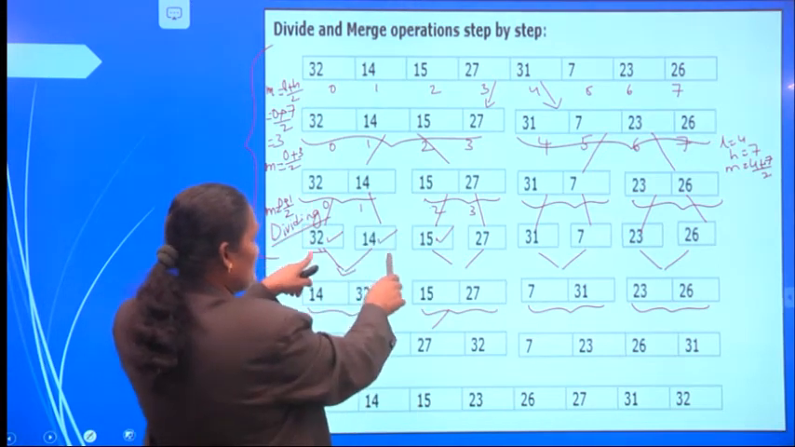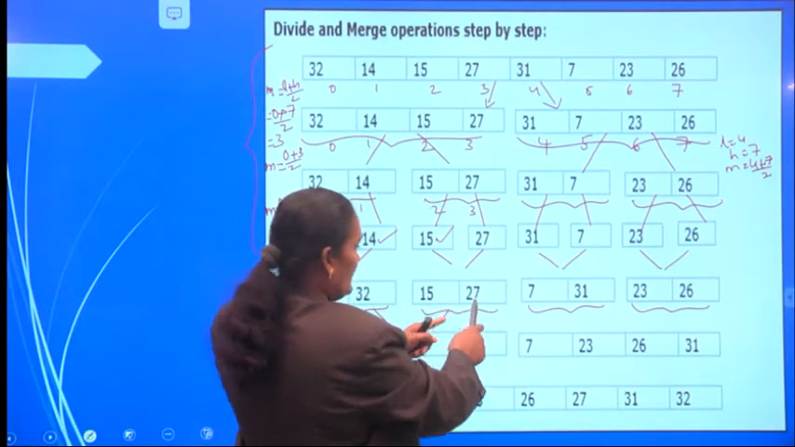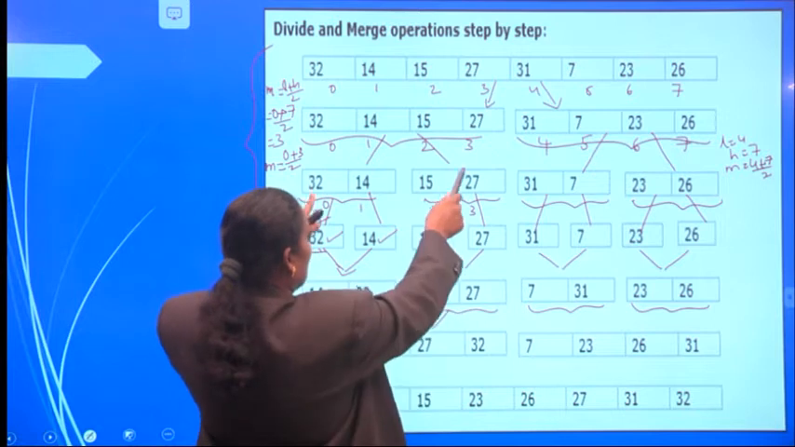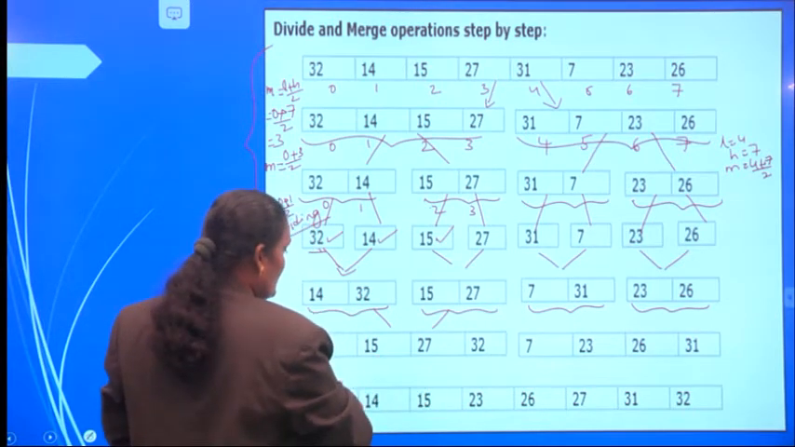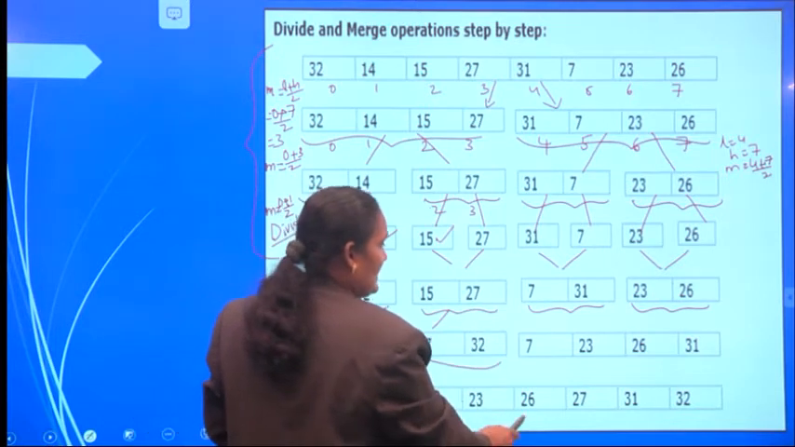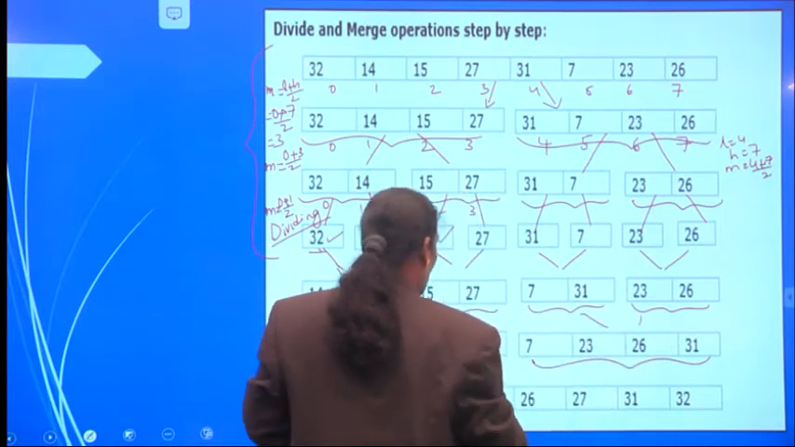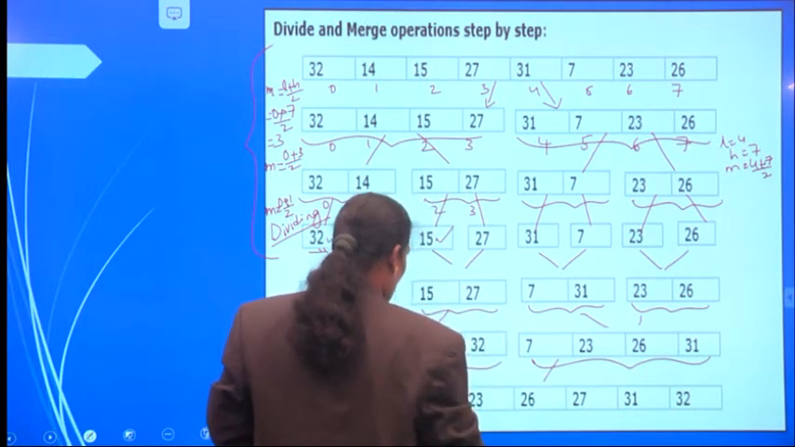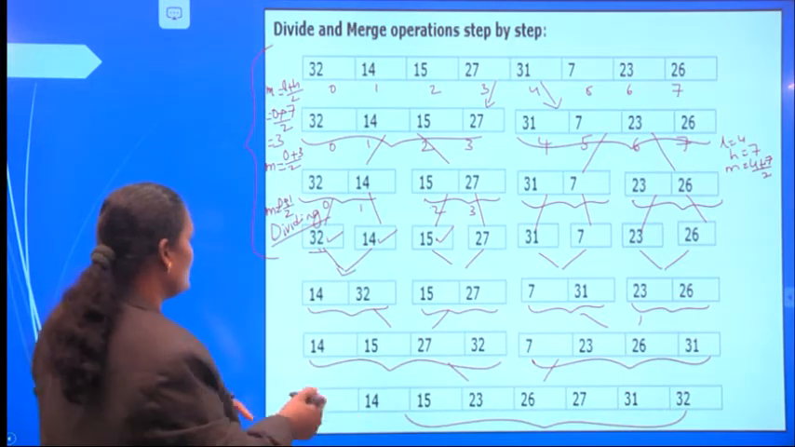Here we divided these two, we merged these two. We divided these two, we merged these two. Now, we divided these two here. Now, we merged these two here. So by merging these two, we will get this sorted subarray. By merging these two, we will get this sorted subarray. Now, finally, by merging these two, we will get a sorted array.